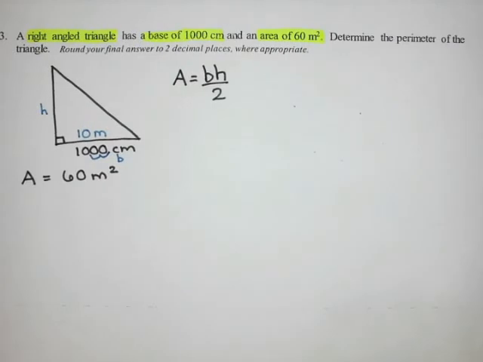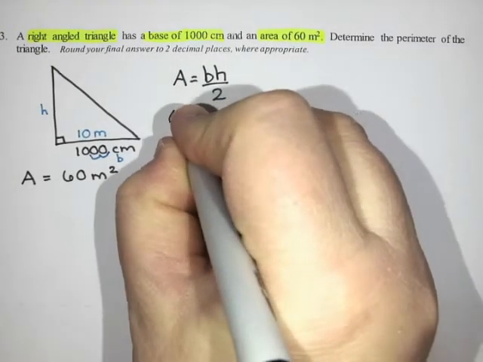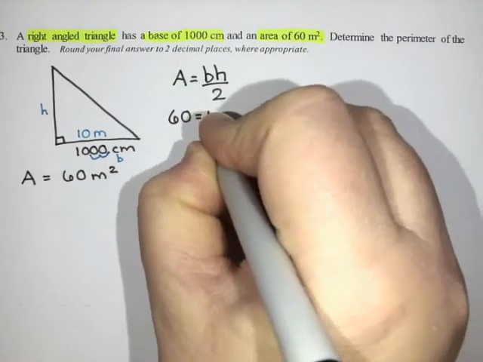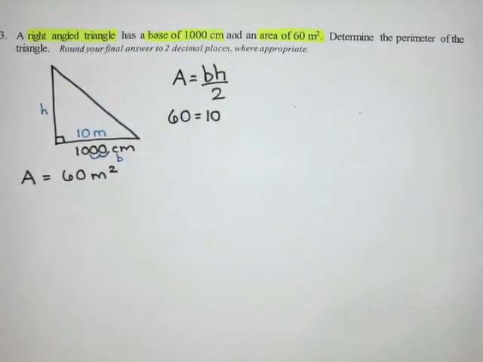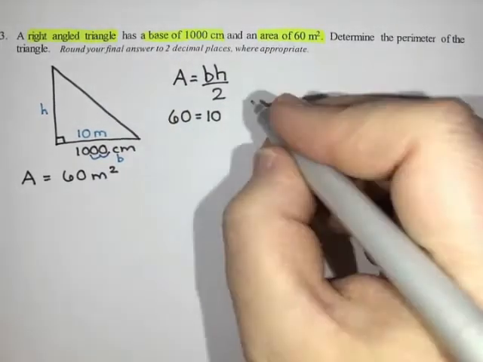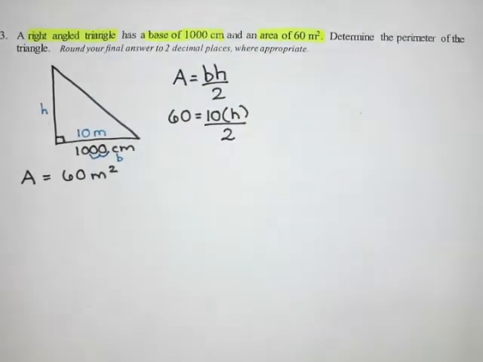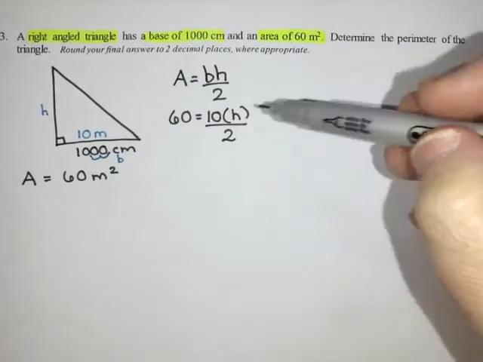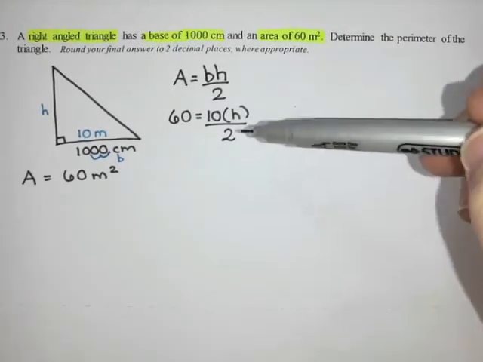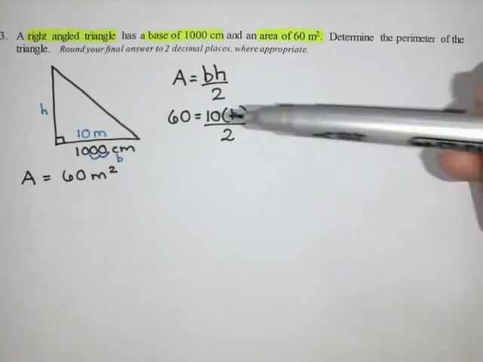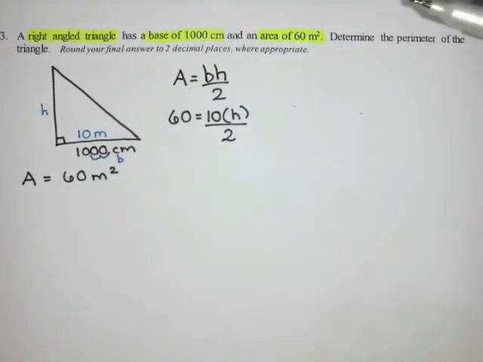So area, I know that's 60, is base, that's 10. We're not using that 1,000 anymore. We're only using the 10 times height. I don't know what the height is. And then divided by 2. So I would like to solve for h, which means I'm going to need to do something with that 10 and that 2. And I have 2 choices.